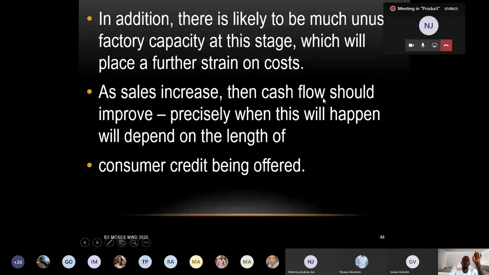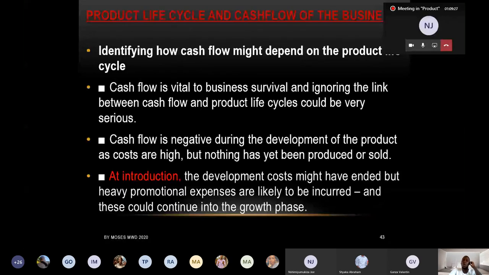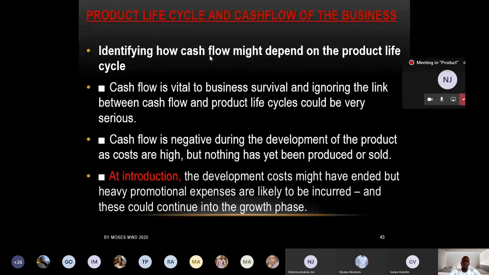Now, the words I've been talking about are here: identifying how cash flow might depend on product life cycle. Cash flow is vital to a business's survival, and ignoring the link between cash flow and product life cycles could be very serious. So we cannot ignore that. Cash flow is negative, going down, during the development stage, because costs are high and nothing has yet been produced or sold.